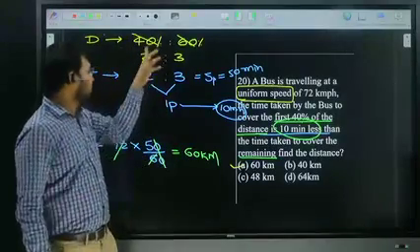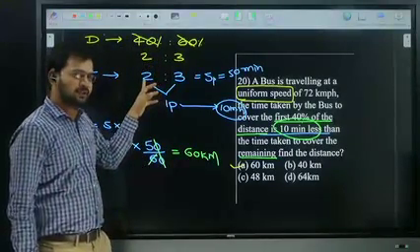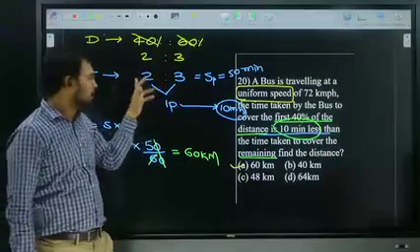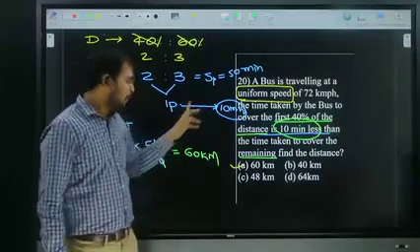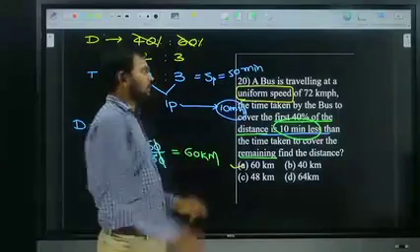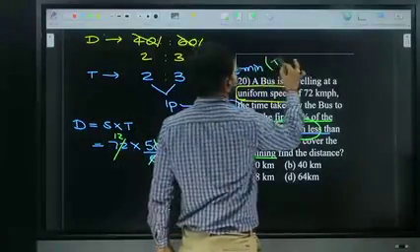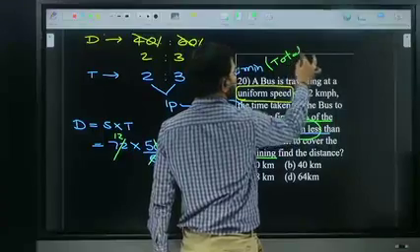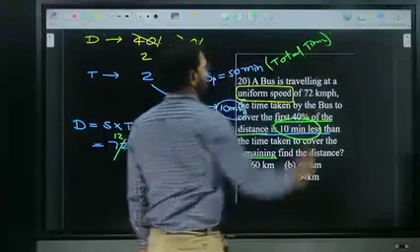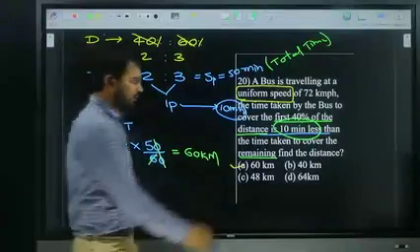In the first case, for the first 40% of the distance he took 2 parts. For the next 60% of the distance he took 3 parts. Total how many parts? 5 parts. One part is 10 minutes, therefore 5 parts is 50 minutes. This 50 minutes is the total time, and now I need the distance.